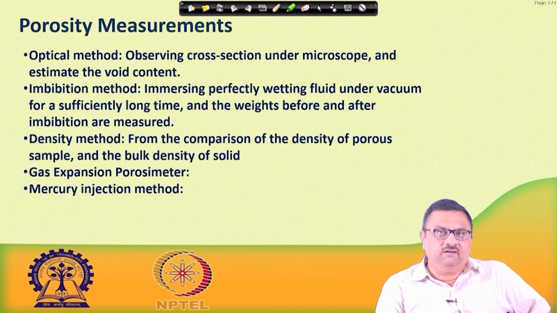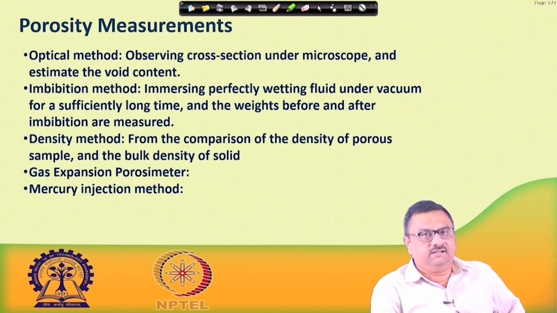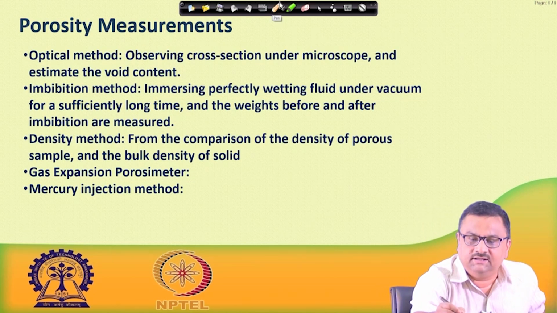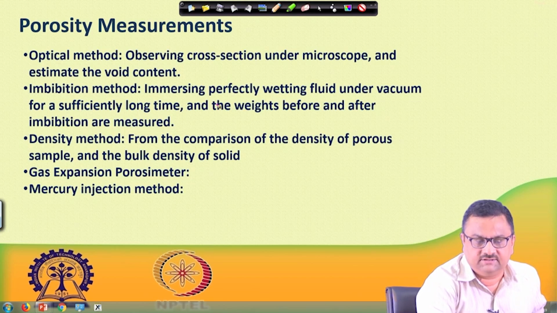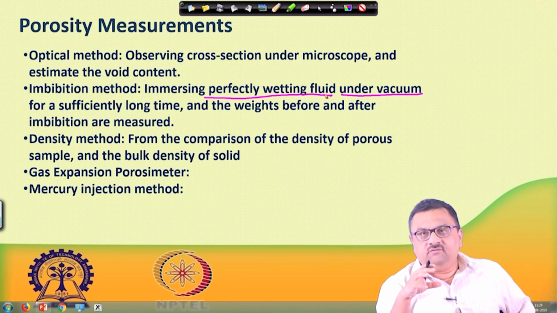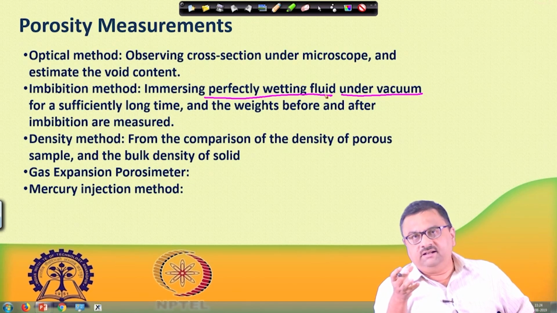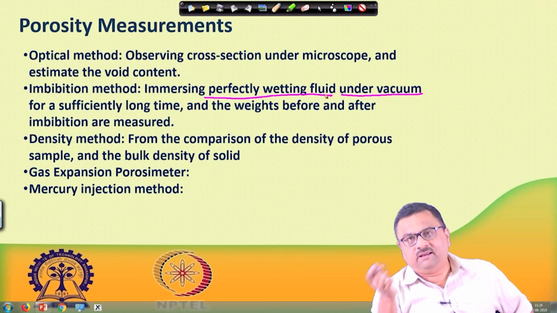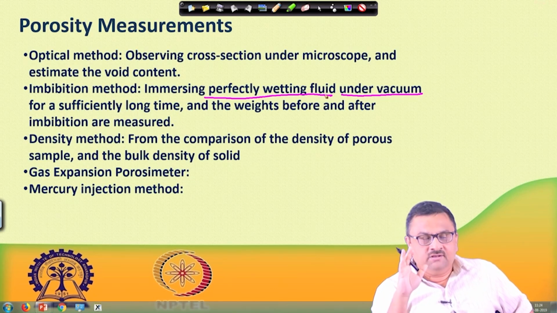Imbibition method is immersing a perfectly wetting fluid under vacuum for a sufficiently long time, and the weights before and after imbibition are measured. First of all, you must note a couple of things here. One is that there has to be a vacuum, and then it has to be a perfectly wetting fluid. Under vacuum means that if inside the porous medium there is some air or some volatile matter, all those things will come out. So there is nothing inside the void, and now you are immersing it in a perfectly wetting fluid. Wetting fluid means it can penetrate every nook and cranny of this porous media. Had it been a non-wetting fluid, then there comes this issue of capillary pressure and what pressure you are imposing. Some pores will be penetrated, some not, but with a wetting fluid there is no such problem. So wetting fluid will penetrate.